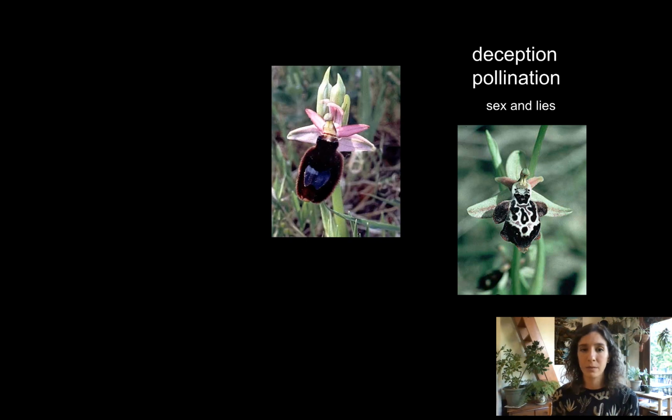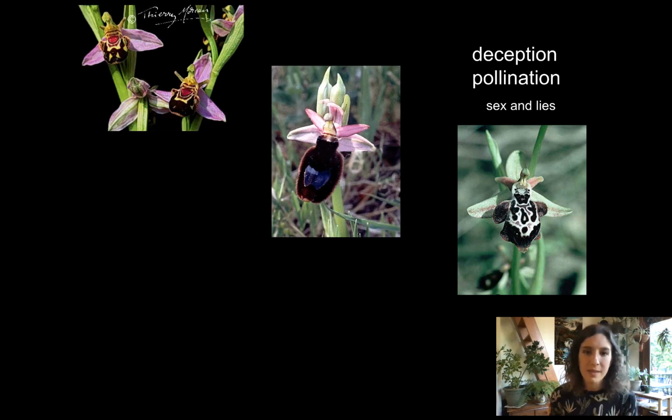Now, another way, I wonder if you've heard about this, another way that orchids use deception pollination is with sex and lies. This is not a pollinator, this is just a flower. This is also just a flower, and same with these. These are all pictures of species within the genus Ophrys. I think that's how it's pronounced, but I'm not really sure. Now, these are not pollinators. Again, there are no insects in any of these pictures. These flowers are mimicking insects.